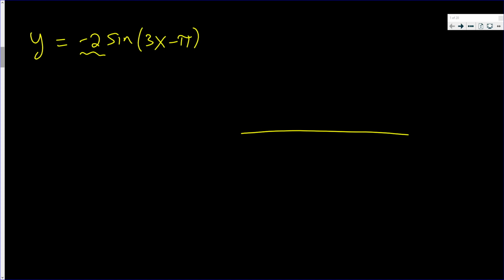Suppose you were asked to graph y is equal to negative 2 the sine of 3x minus pi. Well, this is a negative sine graph. That just means that instead of going like this, I go like that. I draw it upside down. So there's my graph.